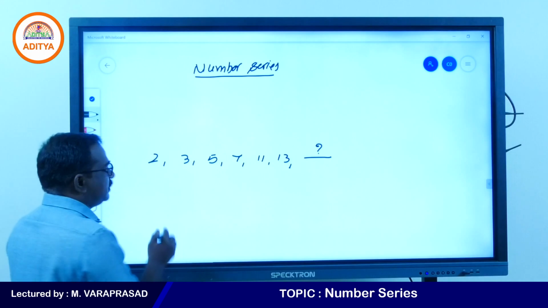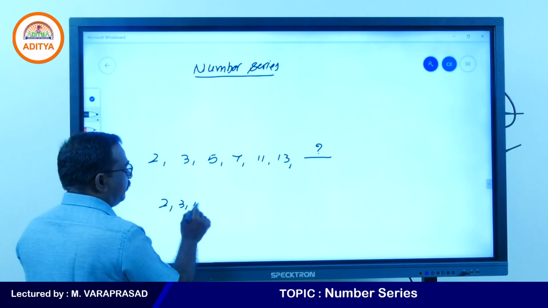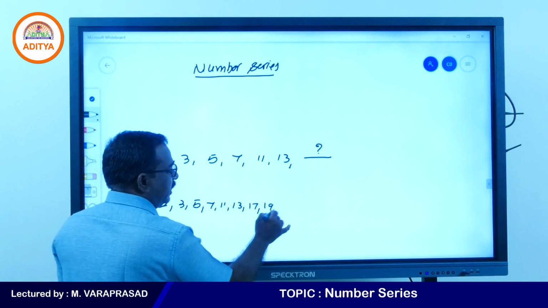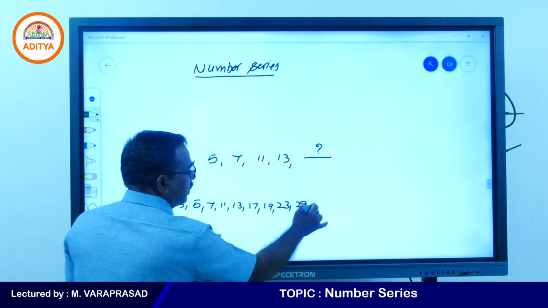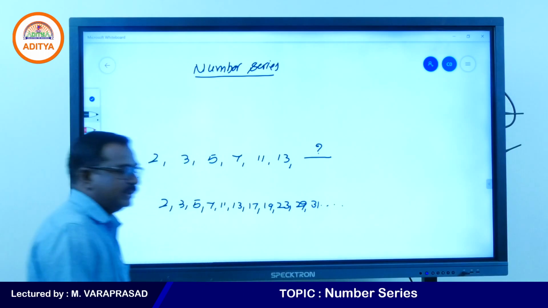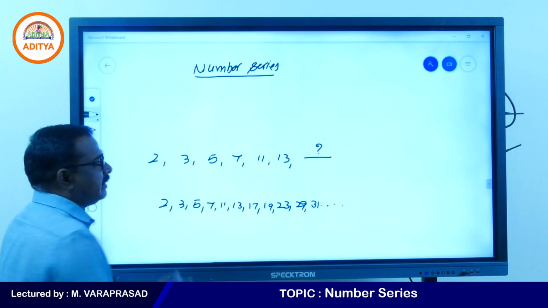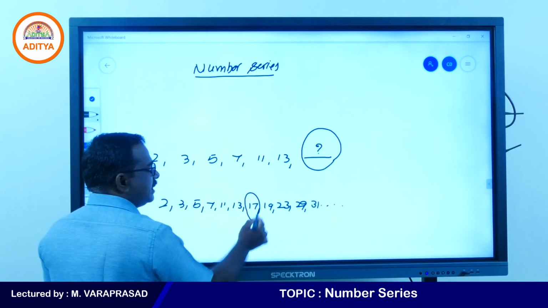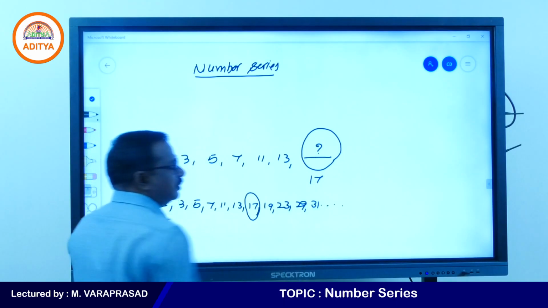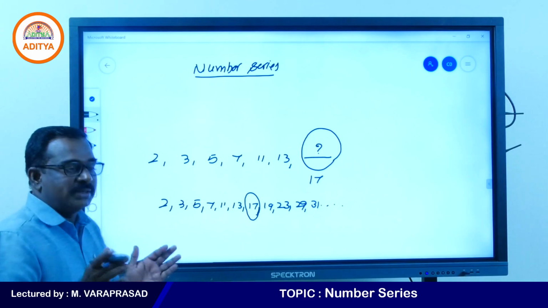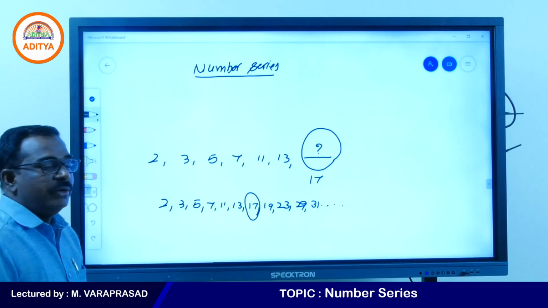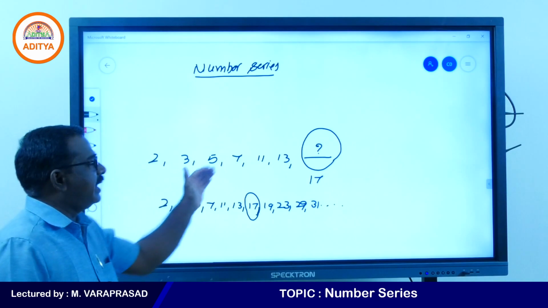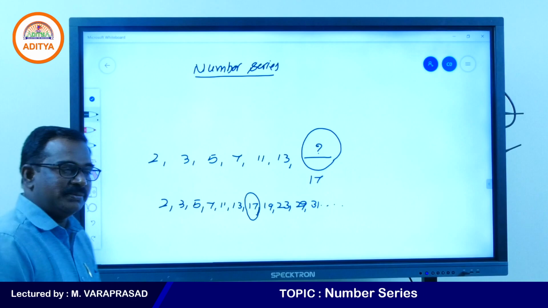Do you know the prime numbers? Prime numbers are 2, 3, 5, 7, 11, 13, 17, 19, 23, 29, 31 and so on. These are the prime numbers. A series of prime numbers is given. What is the next one they are asking? So what is the next one? 17. So a series of numbers with a logic or a pattern will be given. You need to find out what the question mark is. Here the question mark is given at last. Answer is 17.